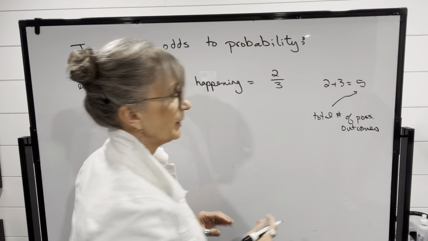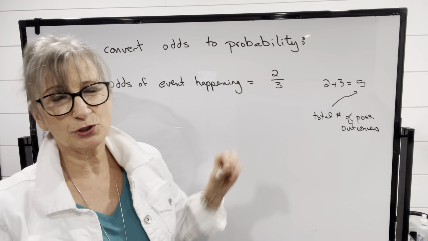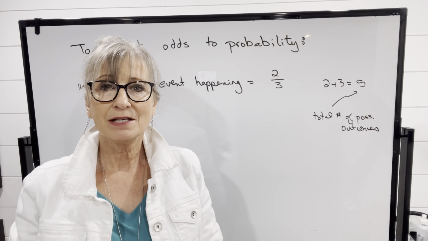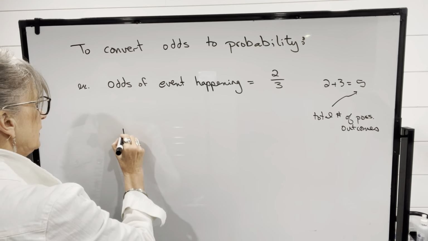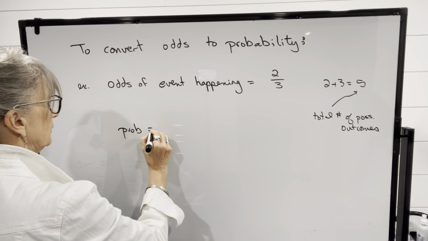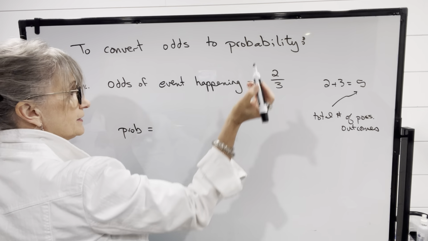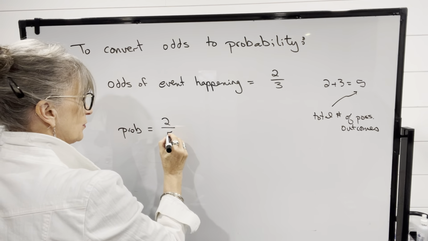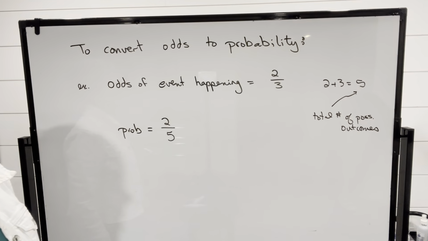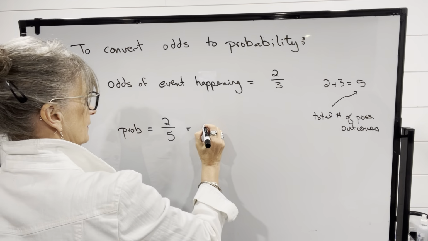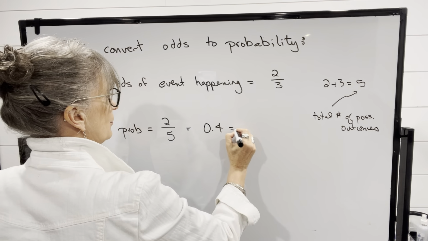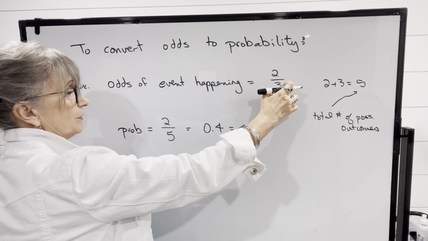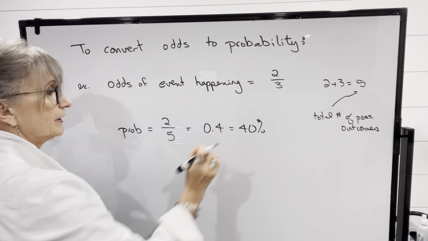Now technically there might be more outcomes because this might have been reduced, but we're just looking at it in its reduced form. So that means that the probability, there's 2 ways that the event can happen for every 5 possible outcomes. So that would be 0.4 or 40%. So an event that has odds of 2 to 3 would have a probability of 40%.